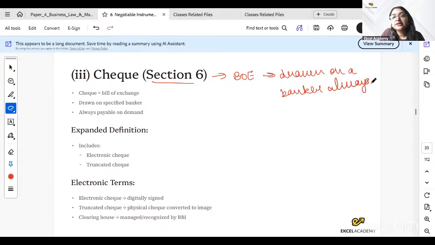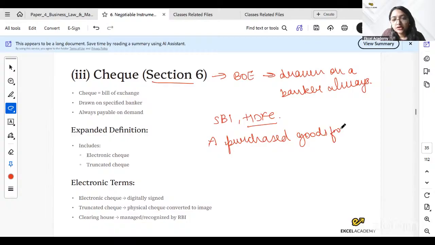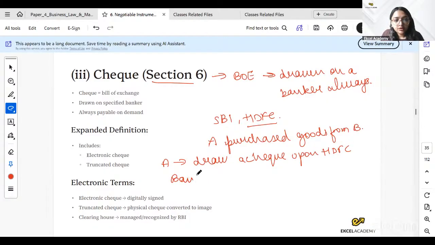Let's say, for example, you have an account with SBI, or you have an account with HDFC Bank. If you are issuing a check, so you are A, and you have purchased goods from B, so you need to make payment to B. A will draw a check upon HDFC Bank to pay, say, rupees 50,000 to B. This is how a check scenario works.